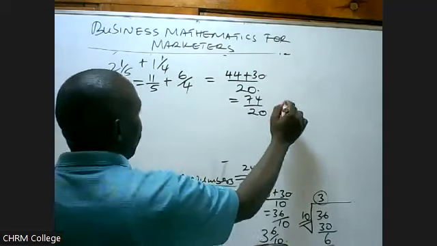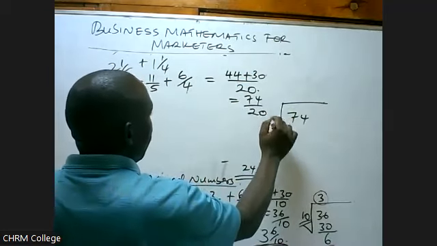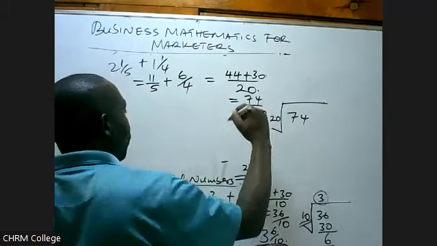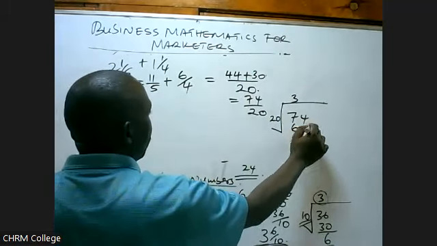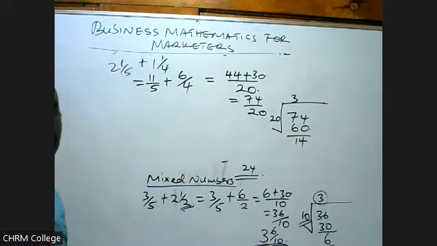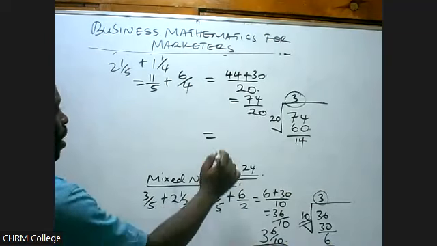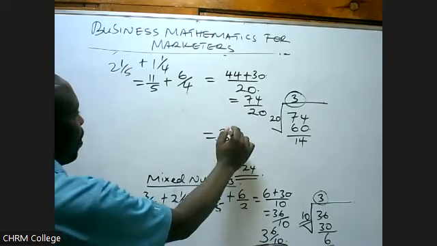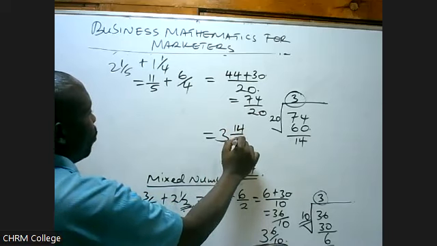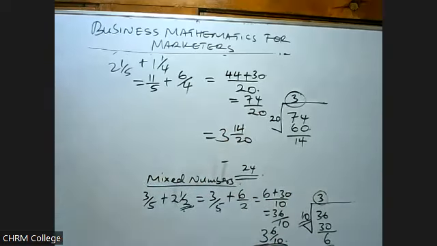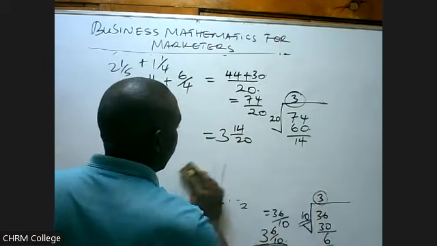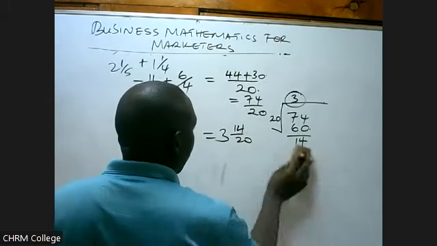Then you can do your division here. If you have 74 being divided by 20, you will agree with me, it's going to go 3 times because of 60. We have a remainder of what? 14. So the answer here would be 3 whole number and then 14 over 20, the remainder over the divisor. That is the solution for us. That is addition and subtraction of fractions.